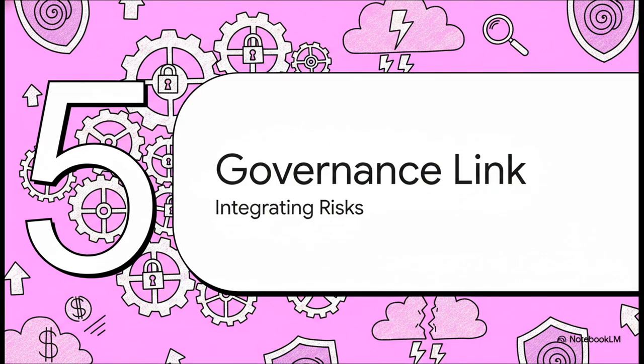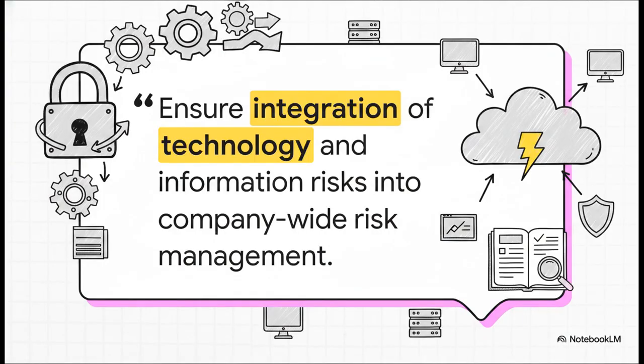Moving on to Section 5, the governance link. This is where we see how all these risks integrate. Because the crucial point here is how all these elements come together in real time. The King V Code specifically mandates the integration of technology and information risks right into company-wide risk management. Cyber risk is no longer just some abstract IT issue relegated to the basement server room, right? It is a fundamental enterprise risk that threatens the survival, the legitimacy, and the auditability of the entire business.